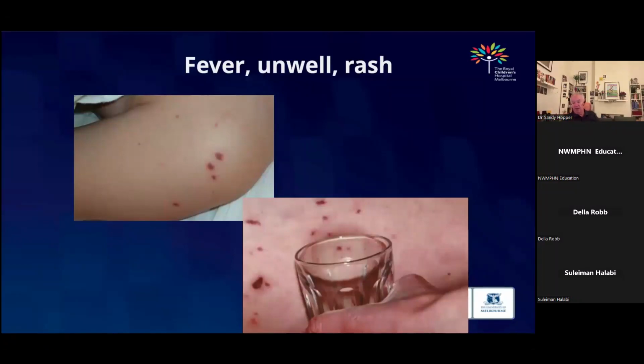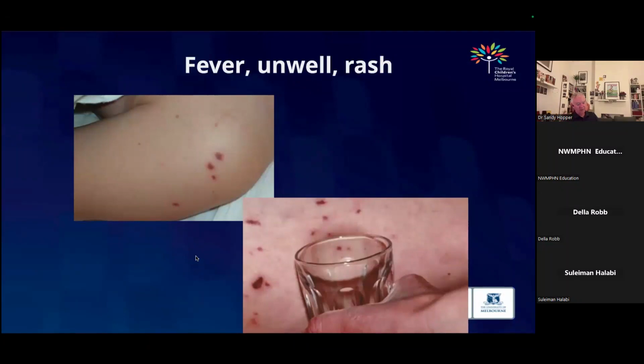Fever, unwell and rash. Another purple rash. We're still on the blues here. This is an unwell child, non-blanching rash and meningococcal. I think this is one that keeps us awake at night. None of us like seeing this condition. None of us like trying to manage the risk of this condition. But yes, this is meningococcal disease.